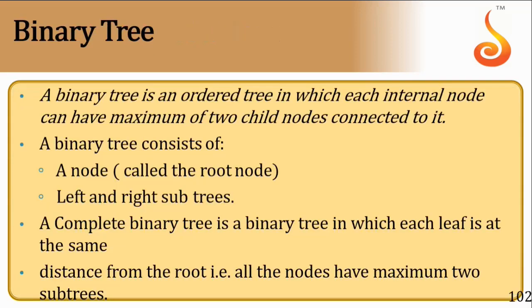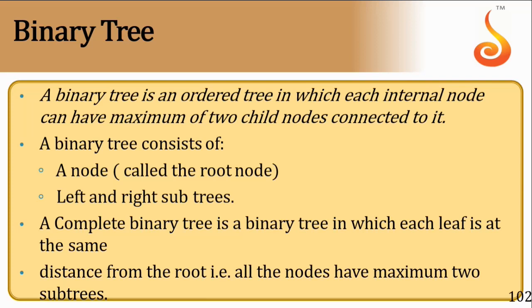Next is a binary tree. What is a binary tree? A binary tree is an ordered tree in which each internal node has maximum number of two child nodes connected to it. So, what do you mean by an internal node? A node which has one or more children is called an internal node. So a binary tree is a tree in which each node has at most two children nodes.